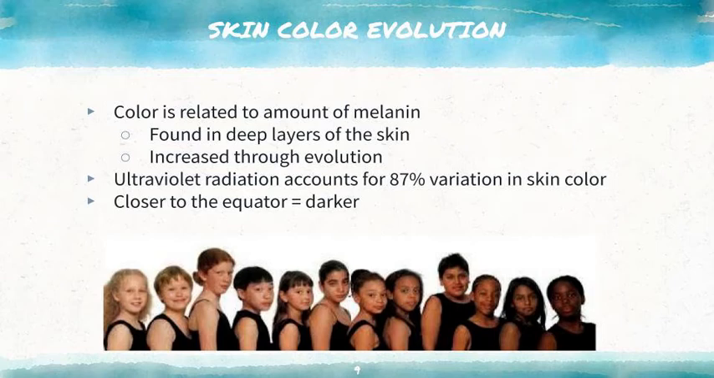Now scientists can determine that 87% of variation in our skin color is directly correlated with ultraviolet radiation from the sun. This shows that original theories were correct, saying that skin color is often darker as you move closer to the equator and lighter as you move away. This is mainly true, however, there are a few exceptions that don't follow this.